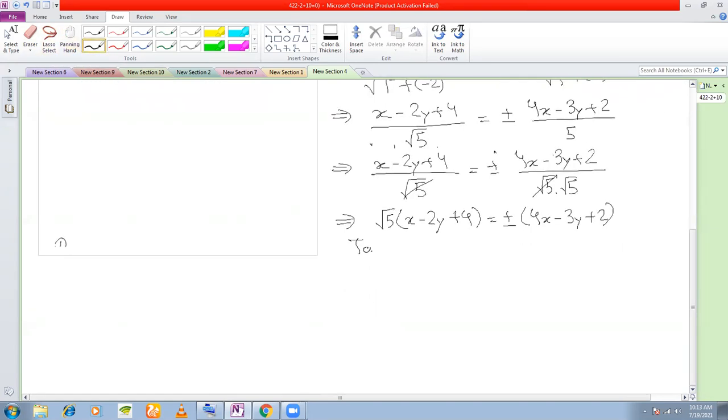Taking positive sign, we get root 5 x minus 2y plus 4 is equal to 4x minus 3y plus 2. Okay, now you take the x's together. That means take the x's together, you will get this equation.